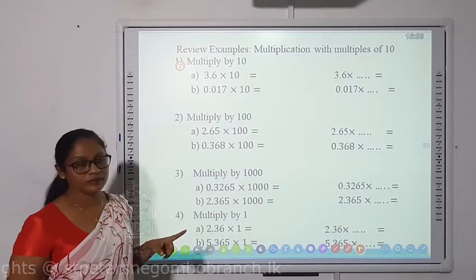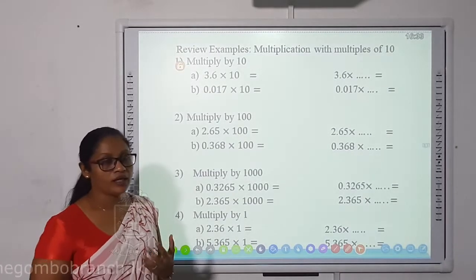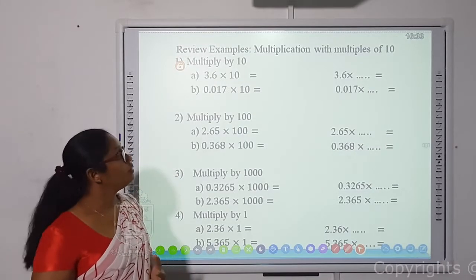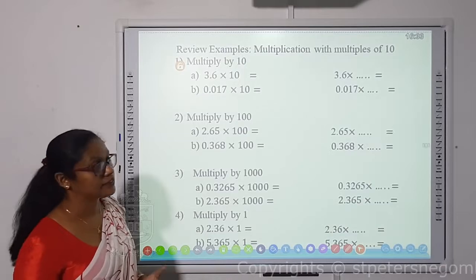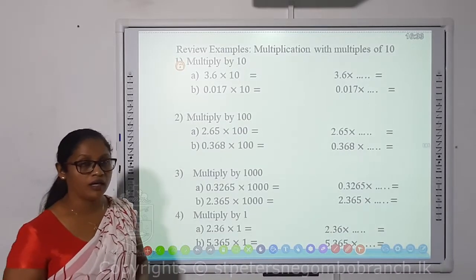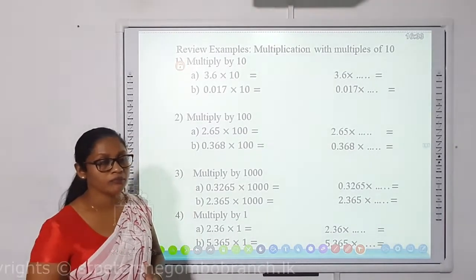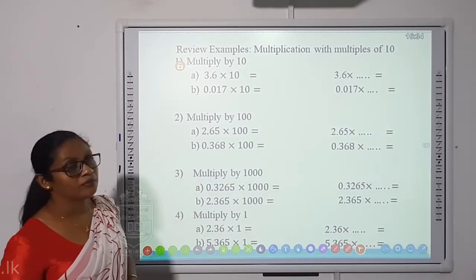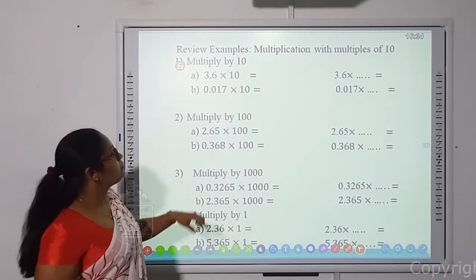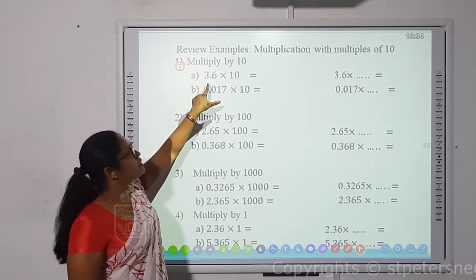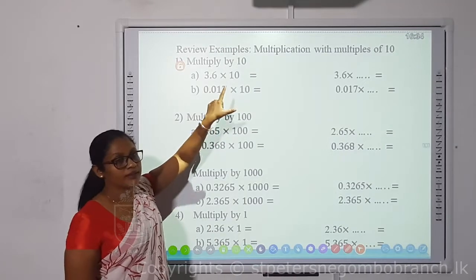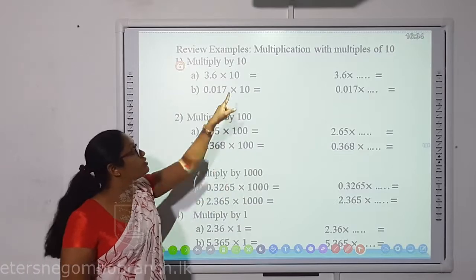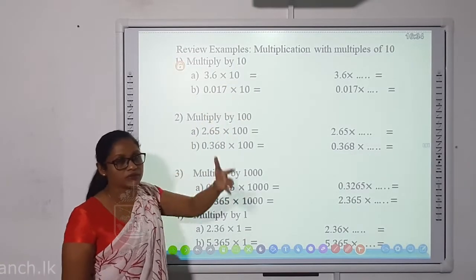As I told you earlier, before I explain scientific notation, I just want to remind you how to multiply decimal numbers with multiples of 10 and how to divide decimal numbers with multiples of 10. I will start with the first question, multiply by 10. Here the first decimal number is 3.6. If we multiply this by 10, the decimal place will shift to the right by 1 place because there is 1 zero. That is the procedure we normally follow.